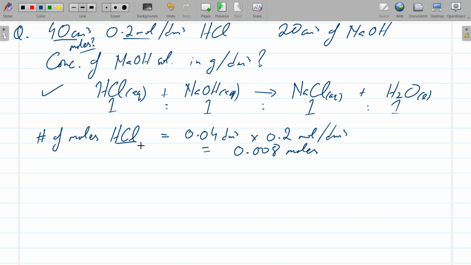So that is the number of moles of hydrochloric acid that were used. And since the ratio of hydrochloric acid and sodium hydroxide is the same, that means 20 centimeter cube of NaOH had 0.008 moles in it.